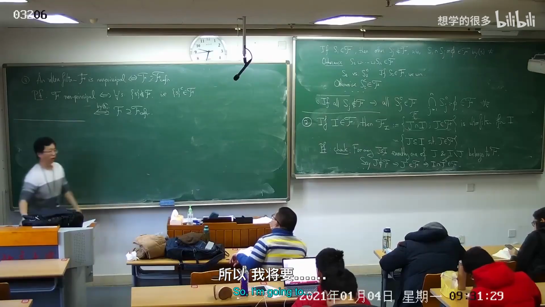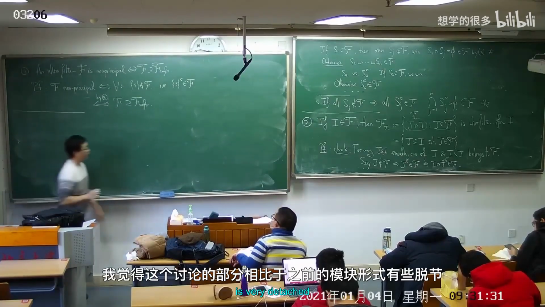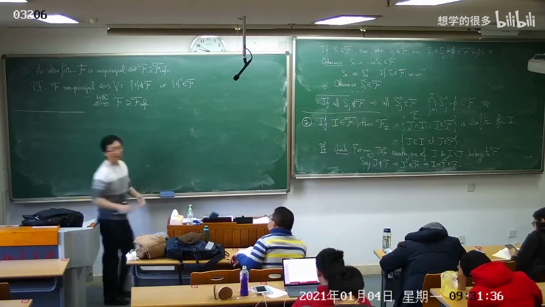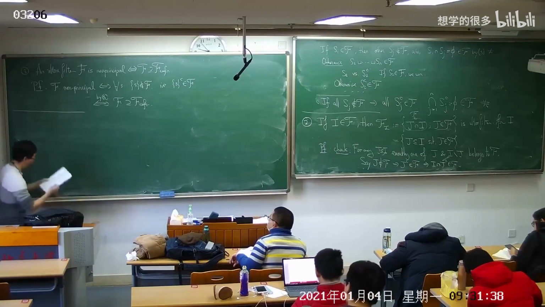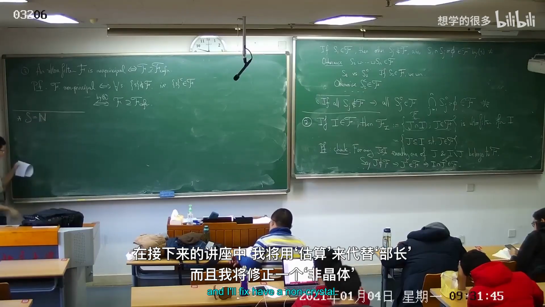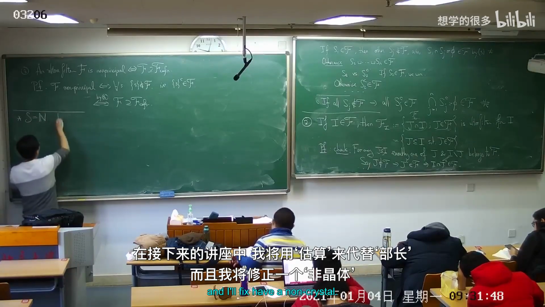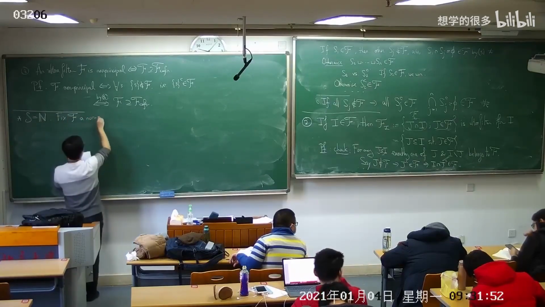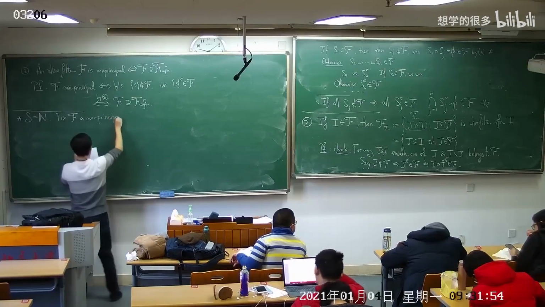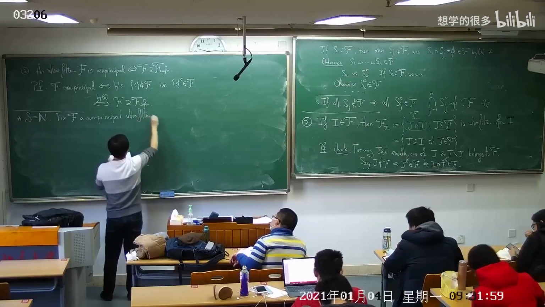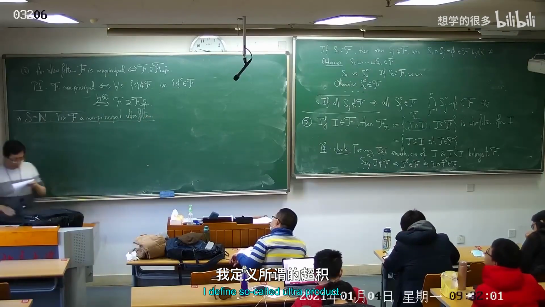Okay, so now I feel like this part of the discussion is very detached from the earlier module 4. So now let's make the connection a little bit. For the rest of the lecture, I'll take S to be the set of integers, and I'll fix F a non-principal ultrafilter. I'll define the so-called ultra product.